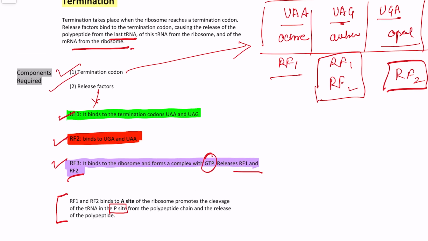So this was all about the process of translation in the case of prokaryotes.